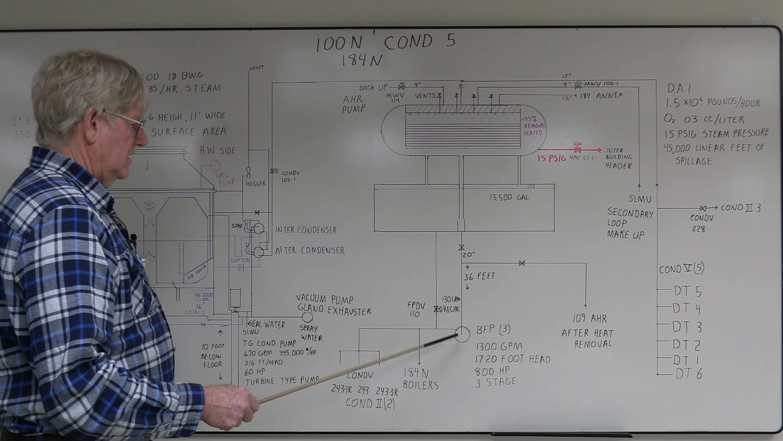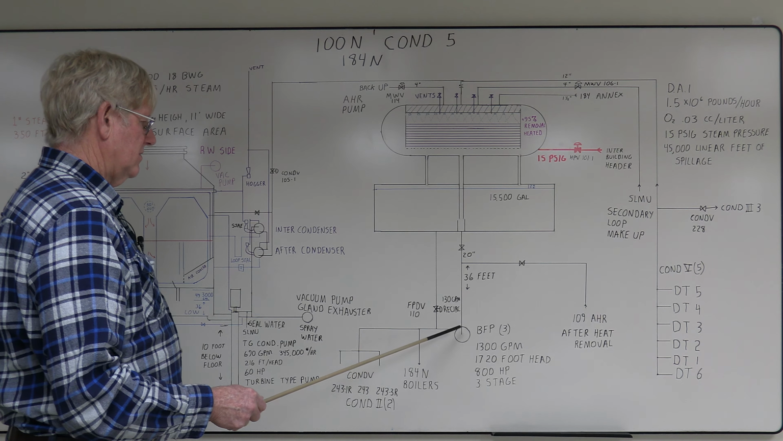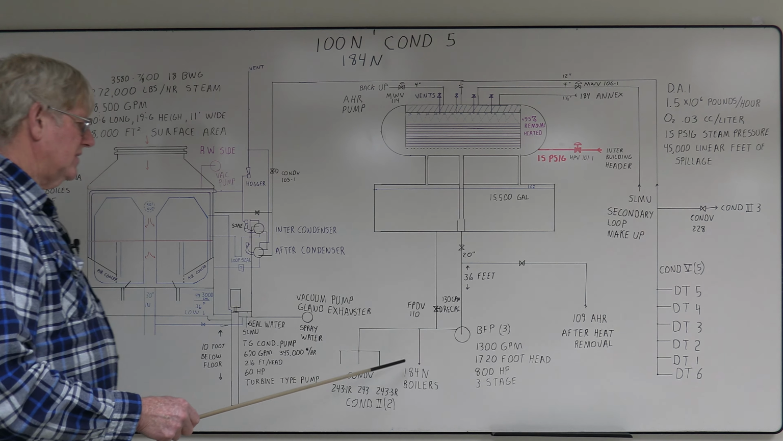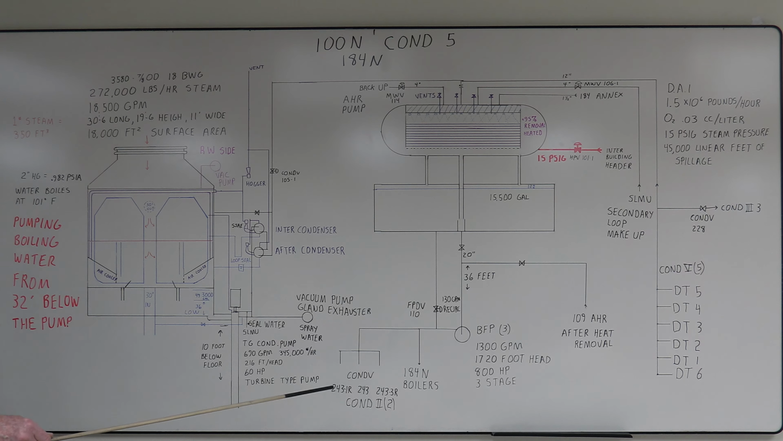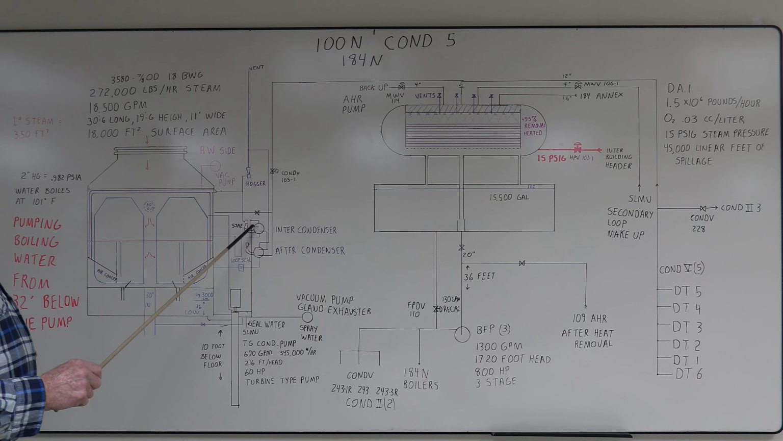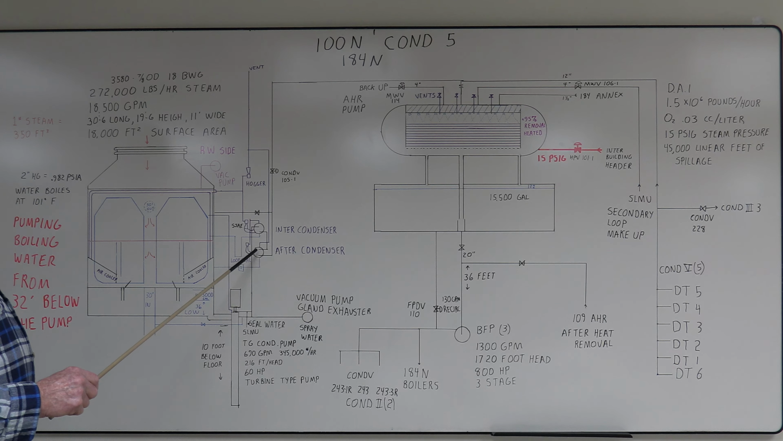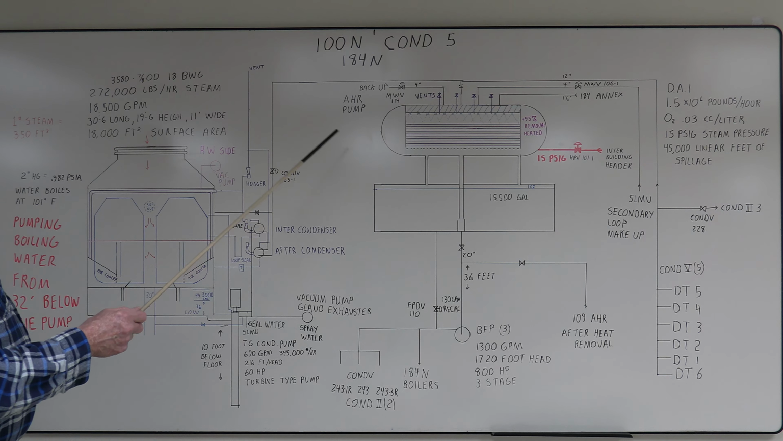Storage tank would feed the boiler feed pumps. There are 3 of them. These provided feed water to the 184N boilers and also back to condensate 2 and 109. You had your steam turbine. It exhausts steam, which went down to the surface condenser. Condensate here went to the condensate pump. It went through the inner condenser tubes and the after condenser tubes, and then back up to the deaerator.